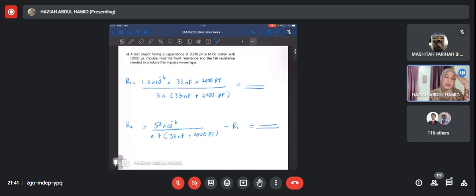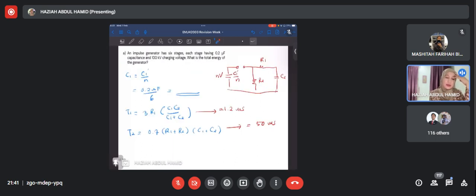Okay, and then kita tengok soalan next terus. B dia kata a test object having a capacitance of 2000 picofarad is to be tested with 1.2/50 microsecond impulse waveform. Okay, so find R1 dengan R2. So remember this formula yang you dah banyak guna masa buat assignment. Gunalah formula ni, formula ni pun given. So equate this formula to 1.2, equate this formula with 50 and you boleh substitute C1 and C2.